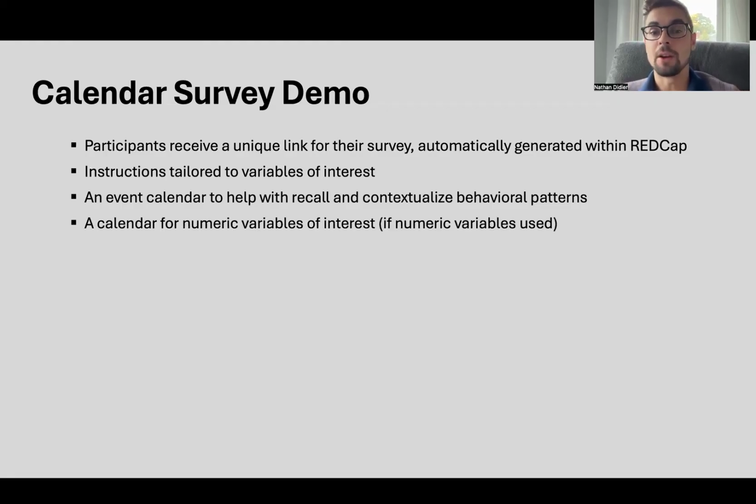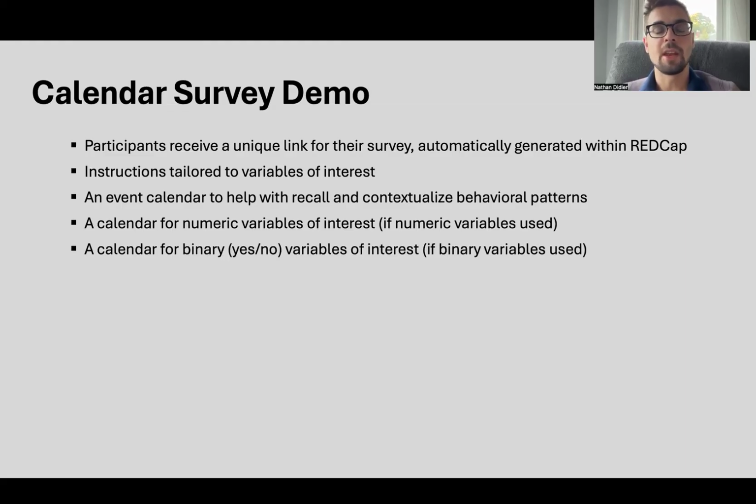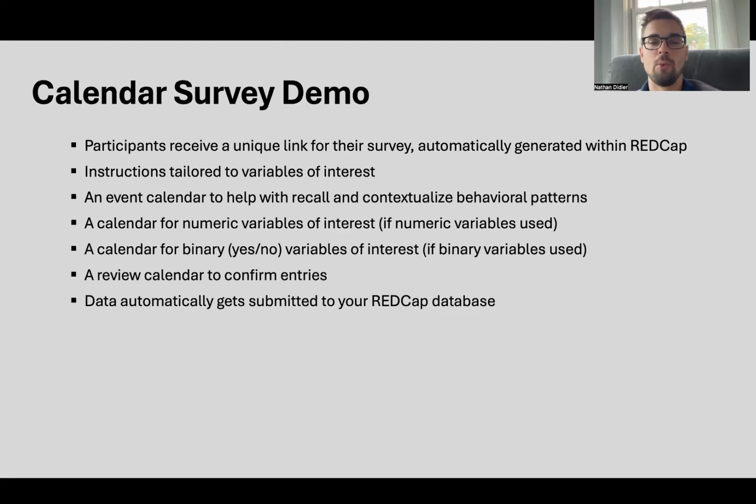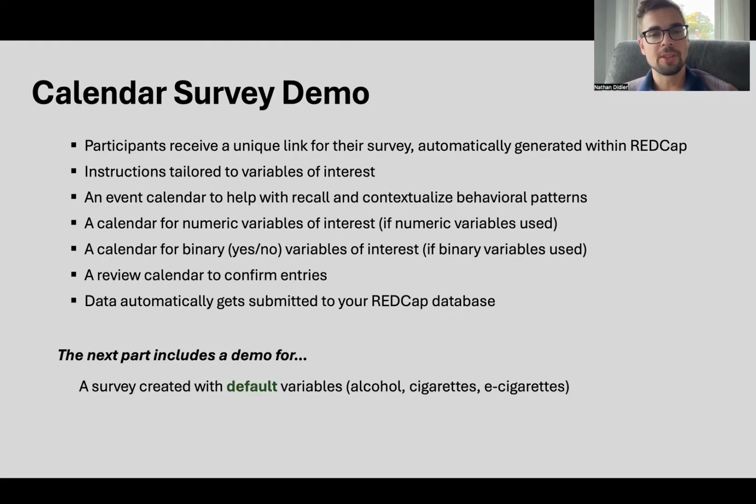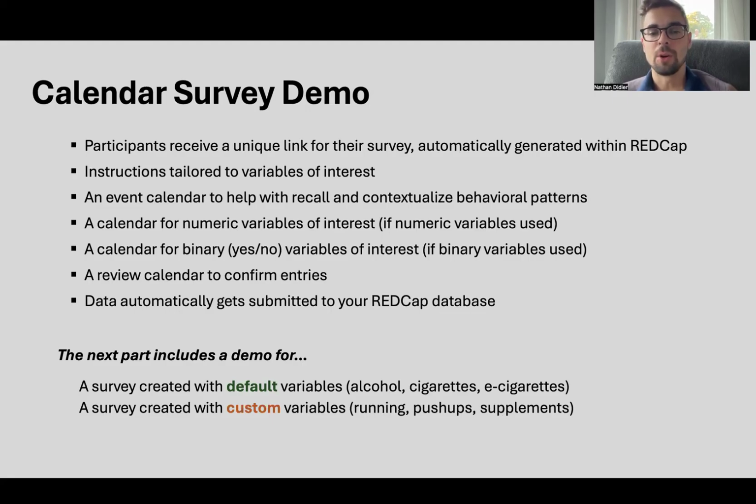And then a calendar for numeric variables of interest is presented, and then a calendar for binary yes, no variables of interest is presented. And then lastly, there's a review calendar to confirm the entries. Once they're confirmed, data will automatically get submitted to the REDCap database connected to the survey. So we'll cover this survey demonstration using default, standard variables: alcohol, cigarettes, and e-cigarettes. And then I'll also show what it looks like with the custom variables, the ones that I submitted earlier, running, push-ups and supplements.